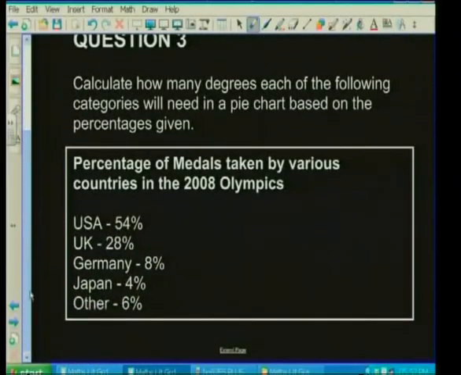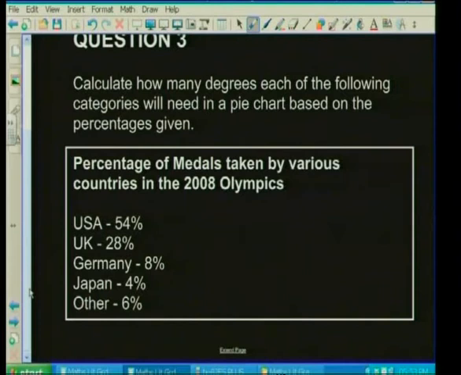Now, calculate how many degrees each of the following categories will need in a pie chart based on the percentages given. Now, folks, this is so important. It's even important in the matric final paper. And do you know we have some matrics that cannot do this? So now, while you're in grade 10, let's get this concept into our head straight away. So, the percentages of medals taken by various countries in the 2008 Olympics.